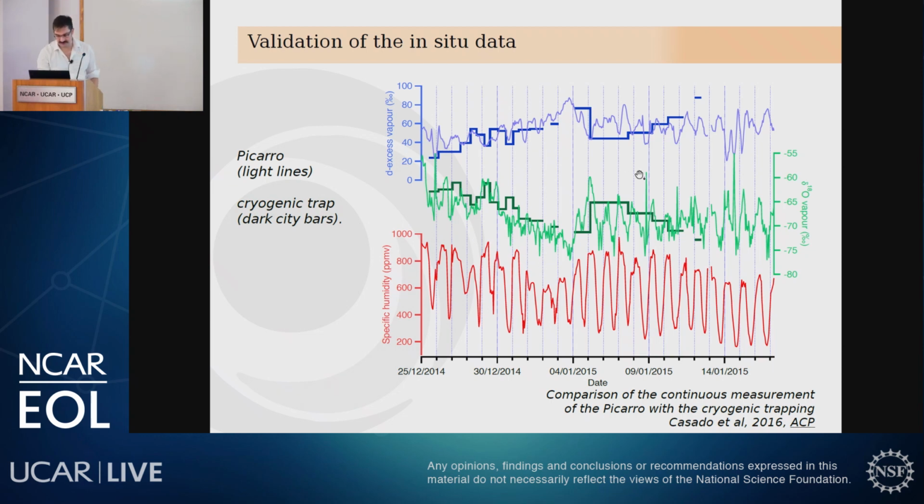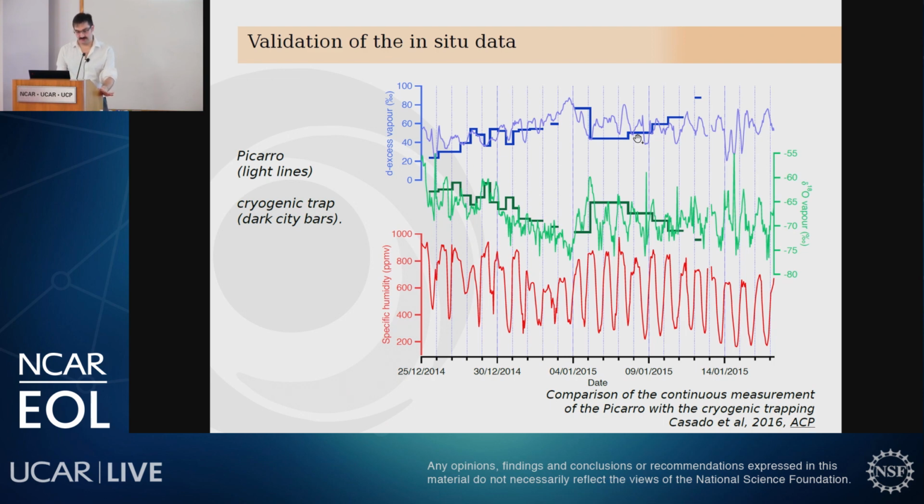This is what I'm showing here. In green is the delta 18 of the vapor, and the dark green is the cryogenic trap. We see, at least for the delta 18, quite good agreement. Then in blue is the DXS, and as I said before, DXS is a second order parameter. The very interesting part of this is that if you mess up your measurements, you will see it directly if the DXS is wrong, because of its very high sensitivity. So this was very encouraging for all our calibration processes, that we were doing things more or less okay.